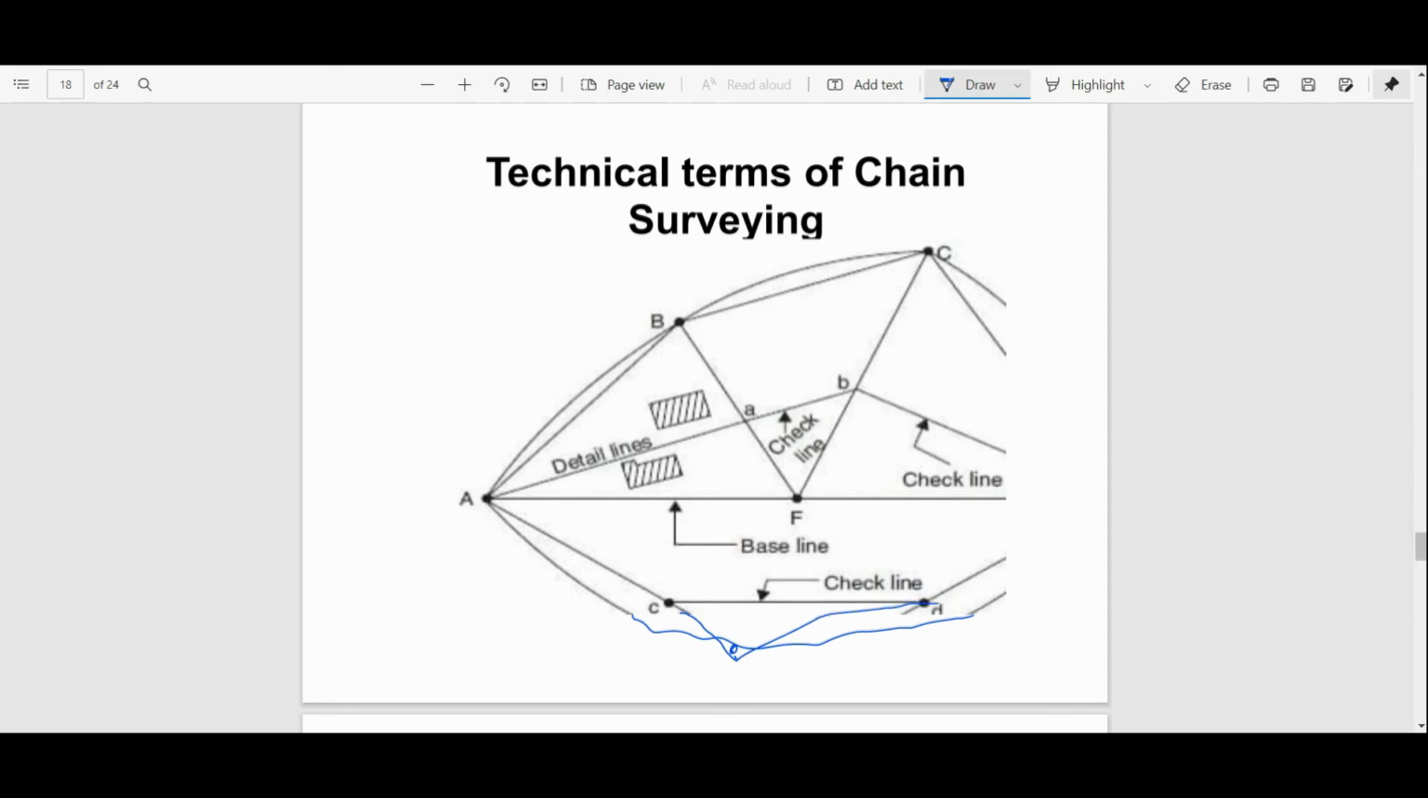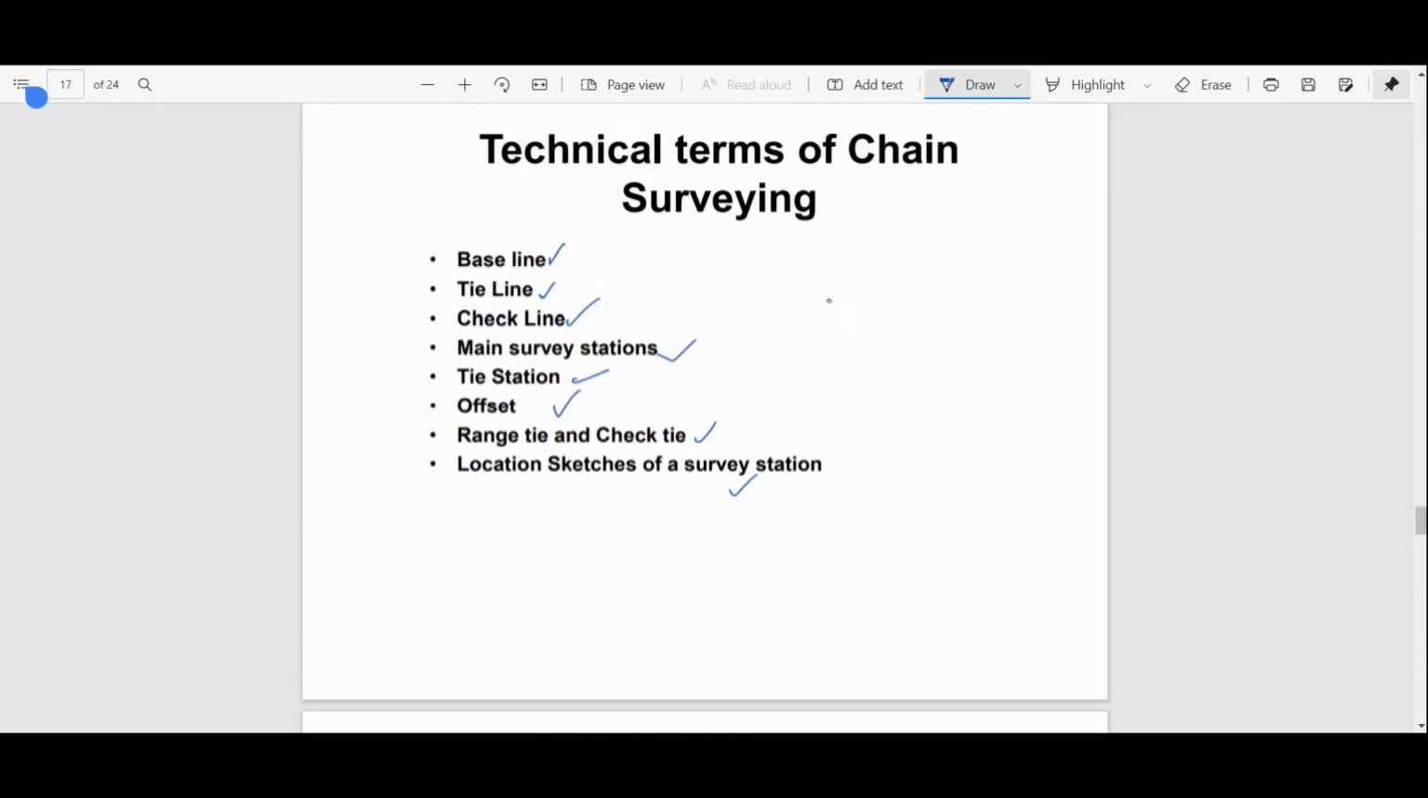Now what is a baseline? It is the line which is running through the middle of the area so that we can have all the details. I will just draw one example here. Let's suppose this is the area and we have to calculate the details of this area. So we will take a main station point A and a main station point B. What is a main station point? It is the main observation point from where we have to take the observation. The line running between these 2 points is basically a baseline, and it is also known as a reference line. So you should remember that this is the line which is running through the middle of the area. Now from this line we will calculate all the details.